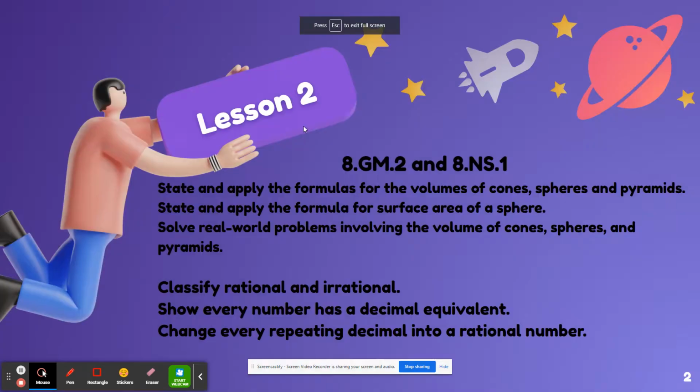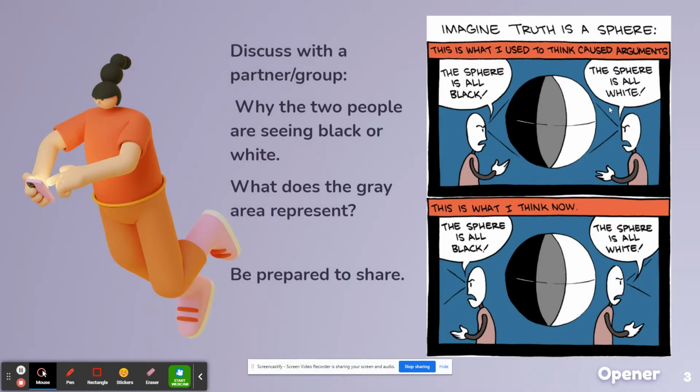So, again, here are our goals today. I want you to look at this picture. And so, imagine the truth is a sphere. This is what I used to think caused arguments. The sphere is all black. The sphere is all white. This is what I think now. The sphere is all black. The sphere is all white.